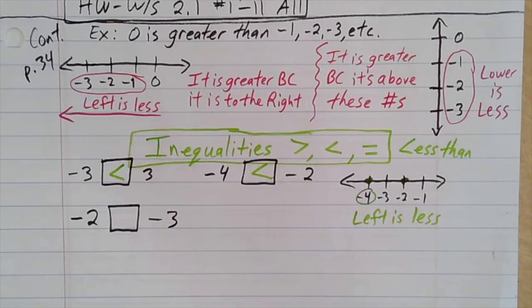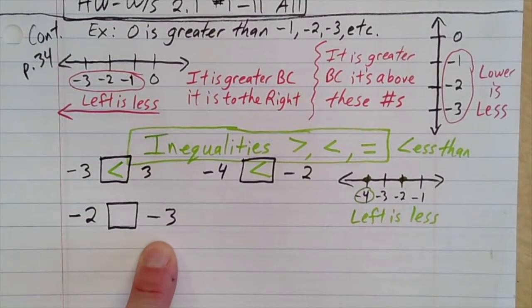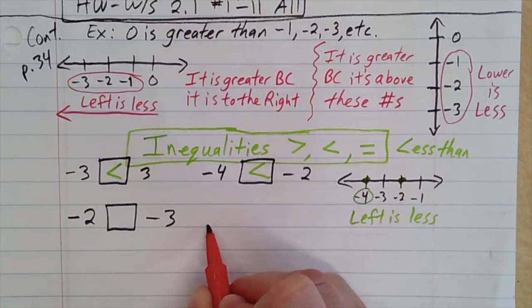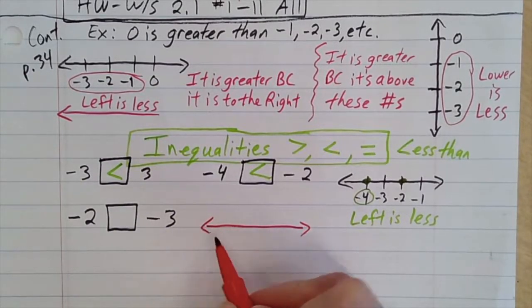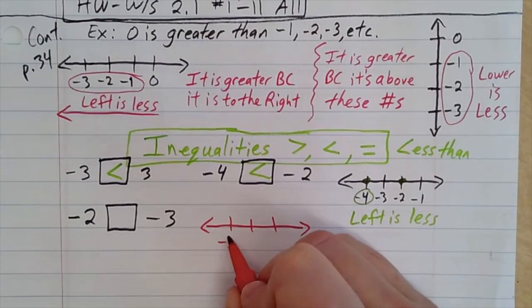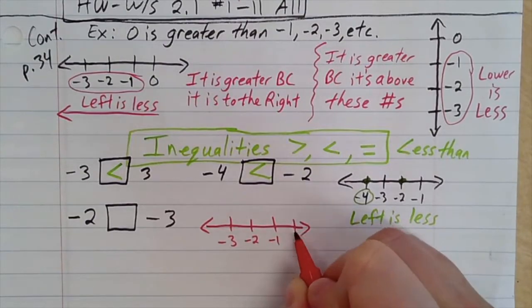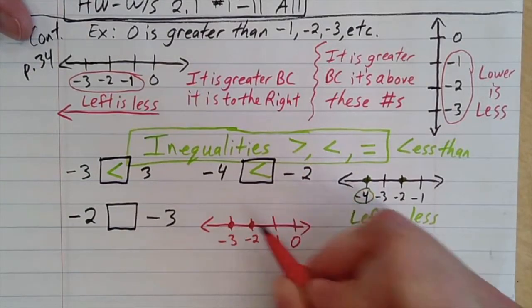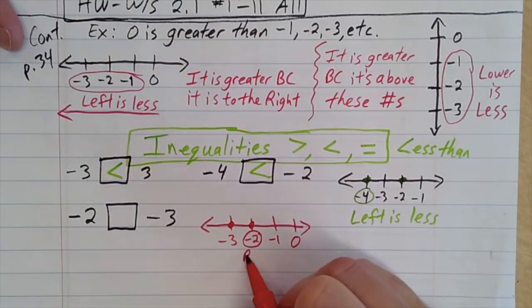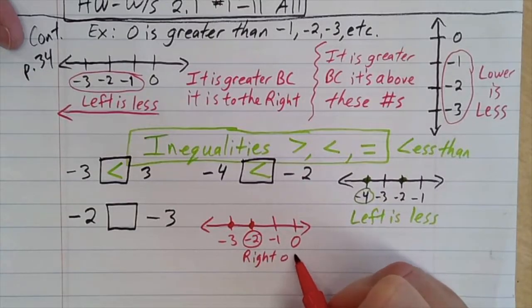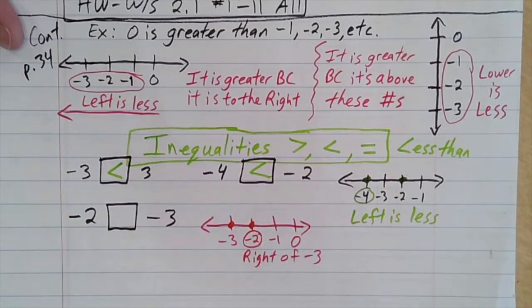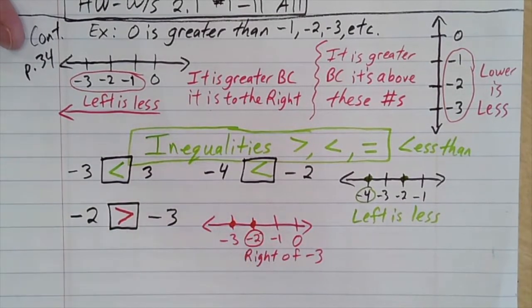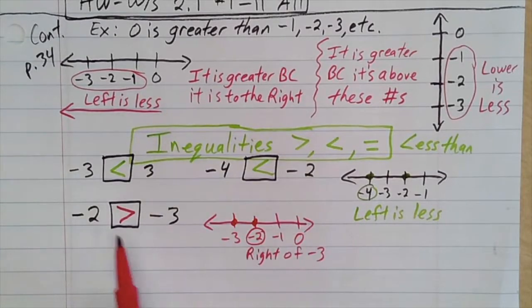Maybe you're looking at -2 and -3, and so if I were to draw this one here, -3, -2, -1, and this would be 0 here. If you're looking at -2 compared to -3, -2 is actually right of -3, so that means it has to be greater because we talked about left is less. So -2 is actually greater than -3. So you can use number lines to help you to determine how to fill in the inequalities.